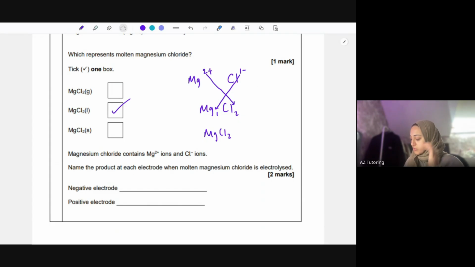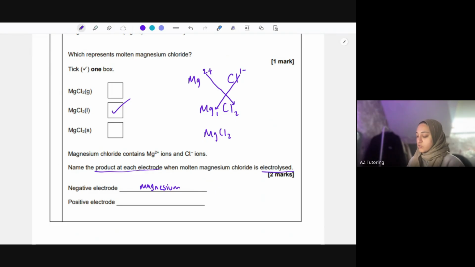Name the product at each electrode when molten magnesium chloride is electrolyzed. So the negative electrode is going to attract the positive ions. And the product at each electrode, when it's electrolyzed, then removes that ion. So the magnesium 2 plus at the negative electrode just becomes magnesium. A really common mistake that students make is they write Mg2 plus. It's saying name the product at each electrode when it's electrolyzed. So it loses that ion and it just becomes its normal element that it's meant to be.